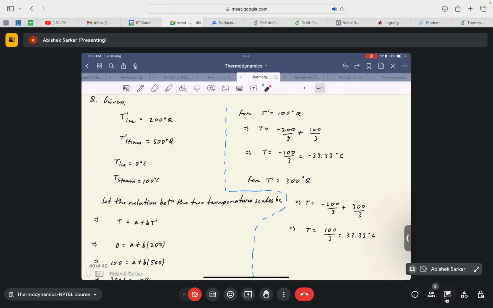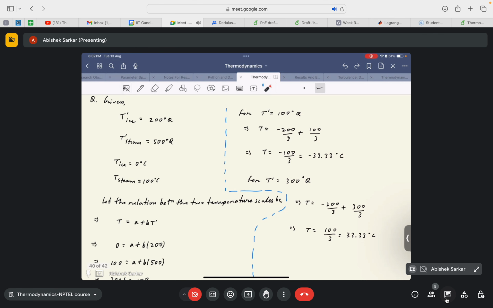Similarly, if T dash is equal to 300 degree Q, T would be minus 200 by 3, the value of A, plus 1 by 3 into 300, which is 300 by 3. Once you do the calculation, you get that T is equal to 100 by 3, or 33.33 degrees Celsius. Okay, is it clear?